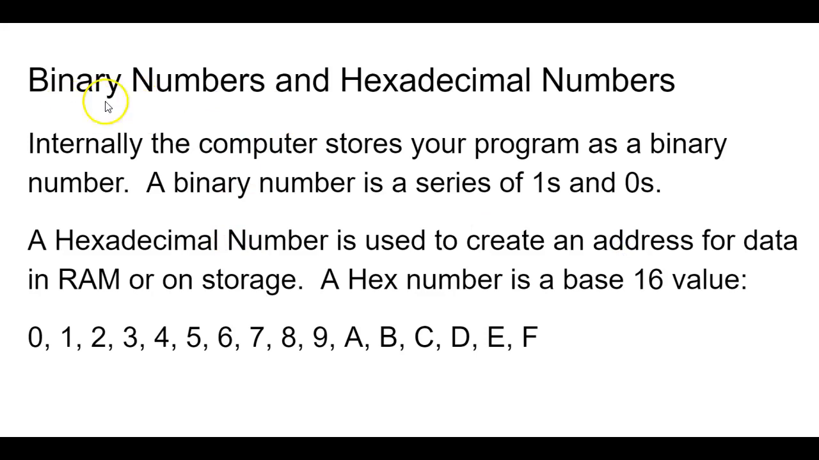In this course, we're going to talk about binary and hexadecimal numbers. A binary number is a series of 1s and 0s, or base 2 number. A hexadecimal number is typically used for an address of data in RAM, whereas the computer stores our information as a binary number. A hexadecimal number is a base 16 number, where I have the digits 0 through 9, and then 10 is A, 11 is B, 12 is C, 13, 14, and 15.